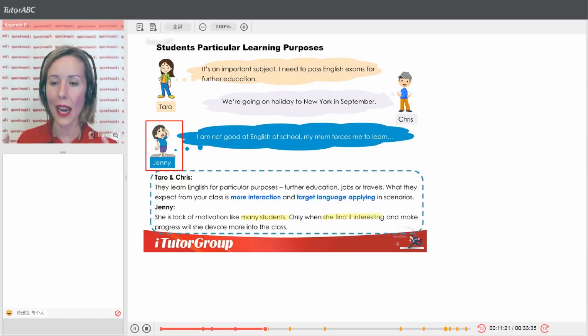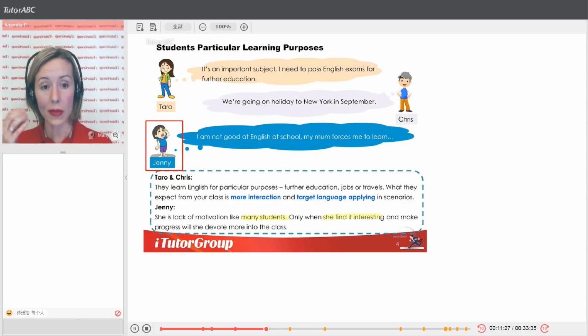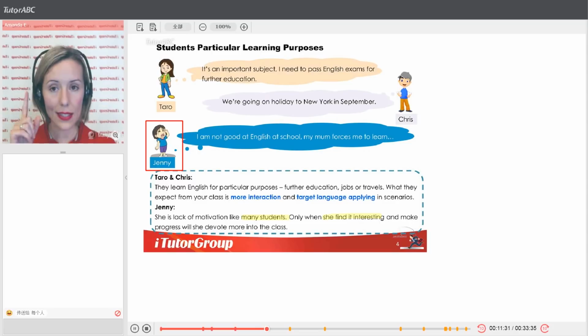So we can feel for Jenny, and in that way maybe learn how to interact with her in a different way from Tara and Chris, but in a way that will make her feel comfortable and still allow her to practice her English and learn.